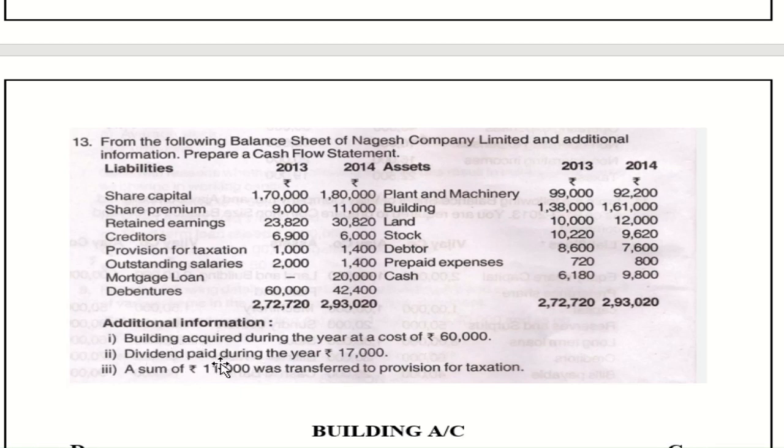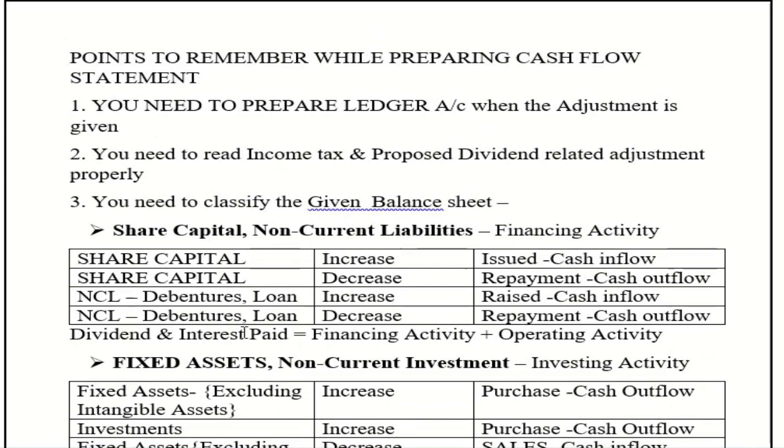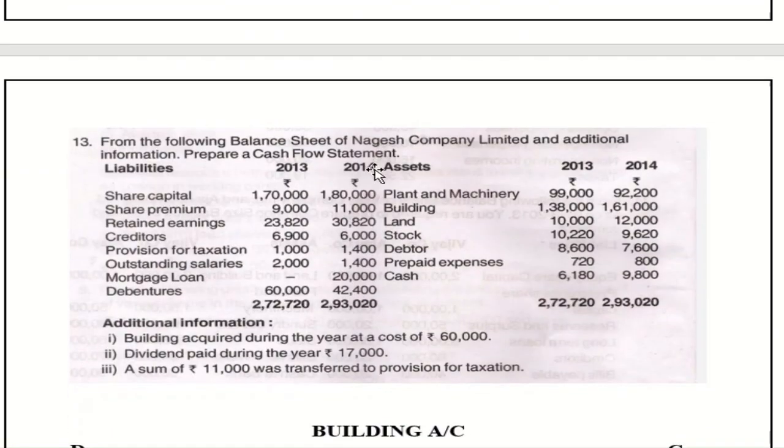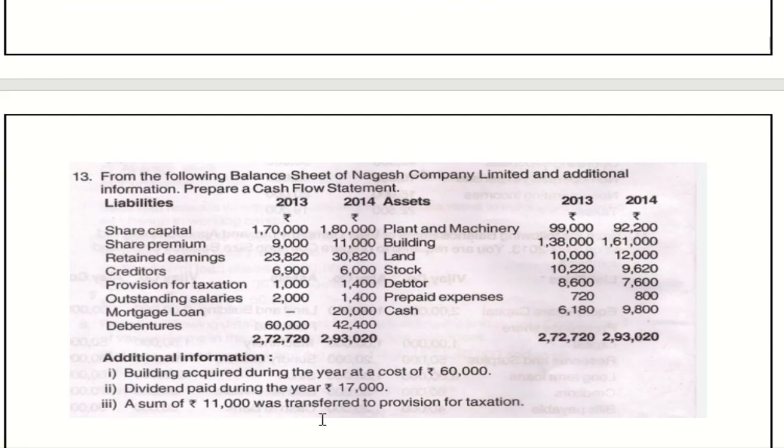Next, regarding a dividend paid, there is no proposed dividend on the liability side, hence you need not prepare a dividend account. This is the first rule of these points. Next, the second thing: you need to read the income tax and proposed dividend related adjustments. What is this? See here, a sum of 11,000 was transferred to a provision for taxation, not tax paid.